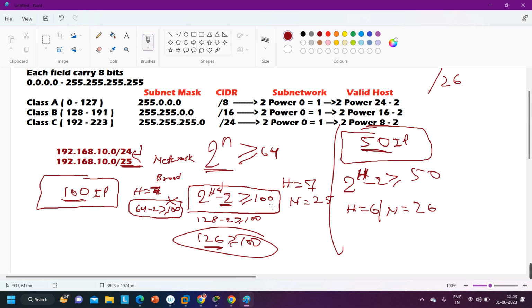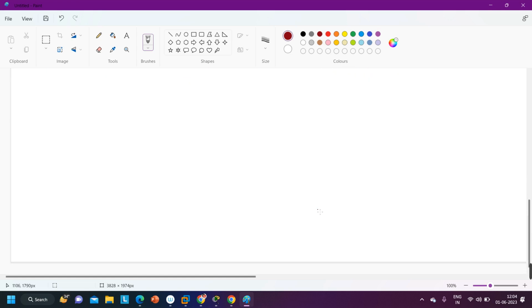Yes, I got it. Because the first time when you say h is equal to 7, then the network should be 25. I had a problem with the 25. Why are we looking for 100, then why did you choose 25? Actually, you already get 126. See, whenever I need two networks, the formula is 2 to the power n, and this should be greater than or equal to 2. Then only I can get two networks. So the n value will be 1 over here.